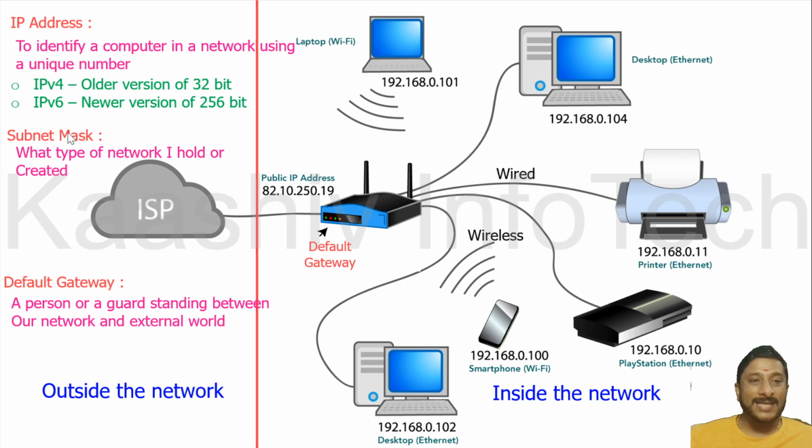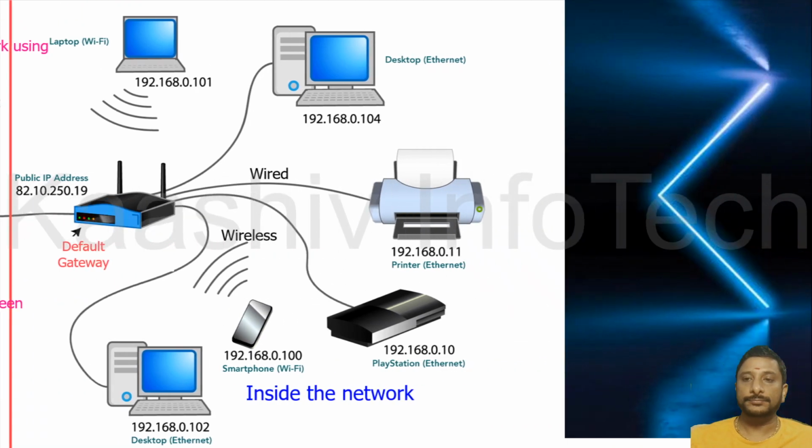Okay, if we talk about the subnet mask, considering an IP address, we have multiple types of IP address available. To identify a type of IP address, we need a concept called subnet mask. Type of IP addressing, I'll teach you later, don't worry. So it is the grouping of IP addresses, and for that we need this subnet mask. And the default gateway is the person or guard standing between our network and the external world. So these are the three definitions they will ask in the interview.